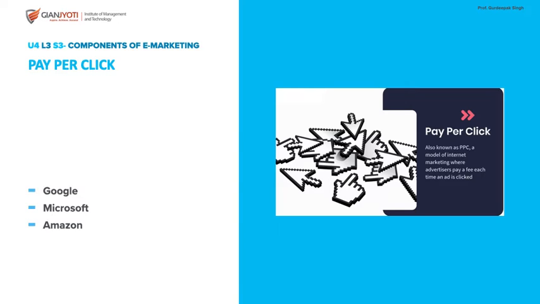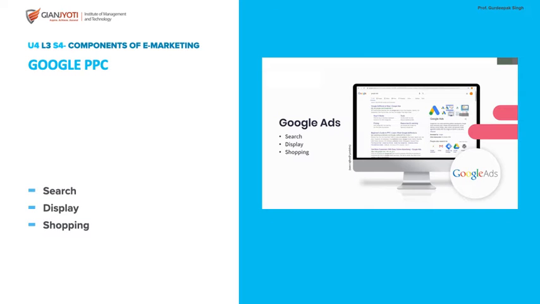When we talk about pay per click marketing, we also call this PPC. This is a model of internet marketing where the advertisers have to pay a fee each time their ad is clicked. So we'll discuss the three platforms, for the channels, Google, Microsoft, and Amazon, to understand the PPC. The most effective is Google.